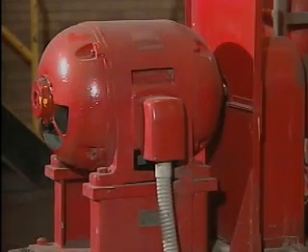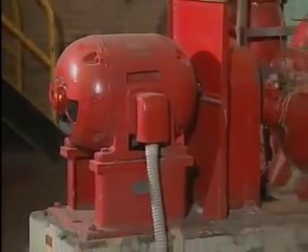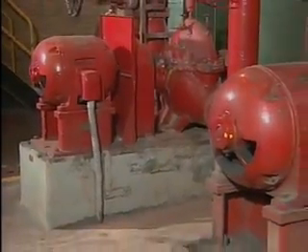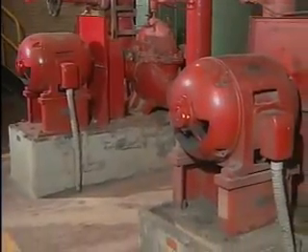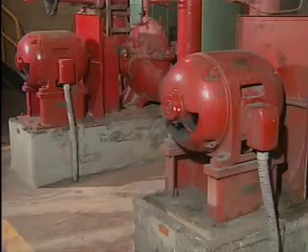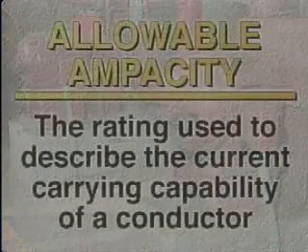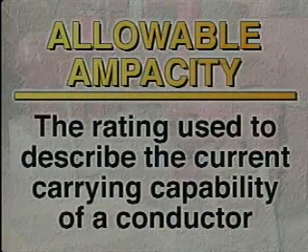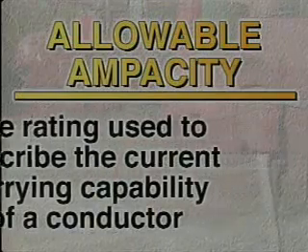The basic current requirement for a circuit is calculated by adding the individual current requirements for all of the equipment that's connected to the circuit. For example, a circuit with two 60-amp motors has a basic current requirement of 120 amps. The rating that's used to describe the current carrying capability of a conductor is called allowable ampacity.